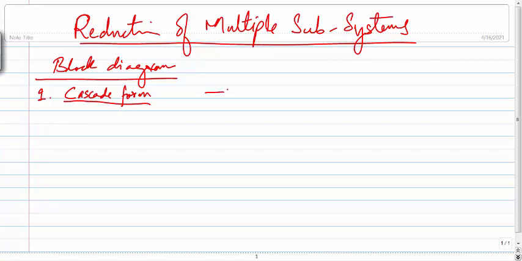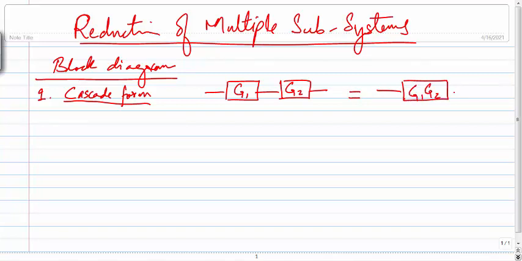So in this we have two blocks connected in cascade. So we can solve this by just multiplying these two blocks. So as there's input, this is your output.